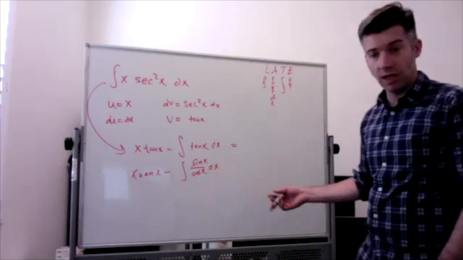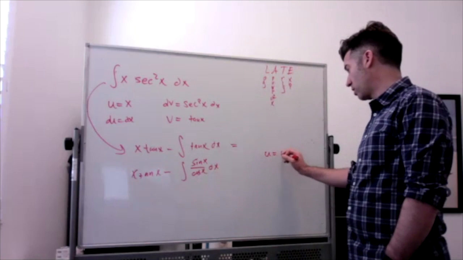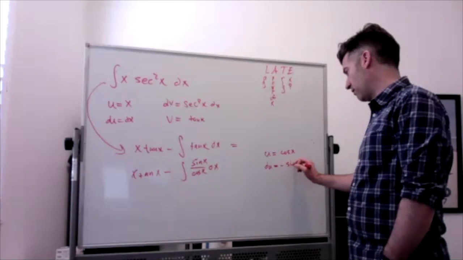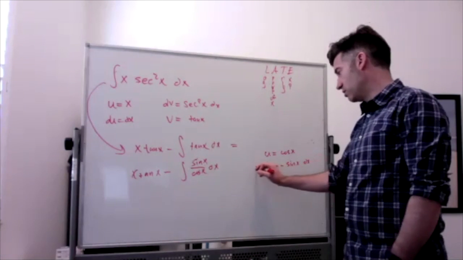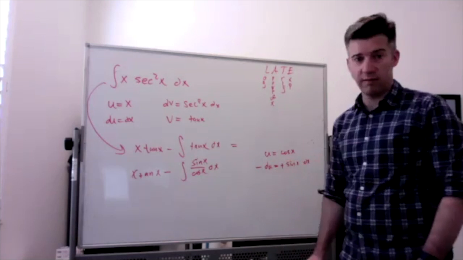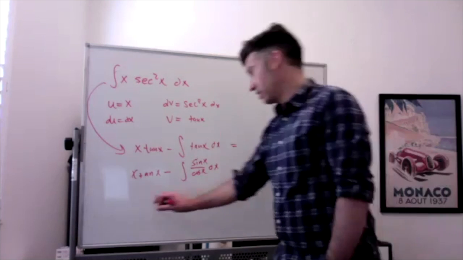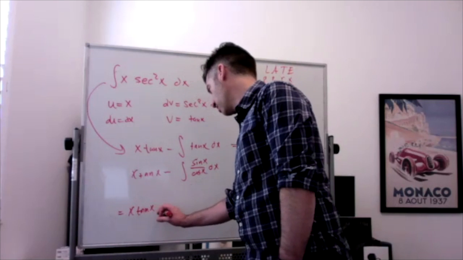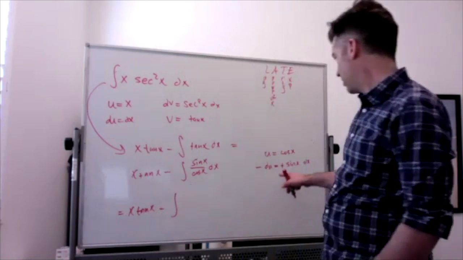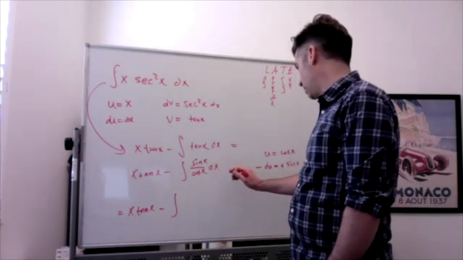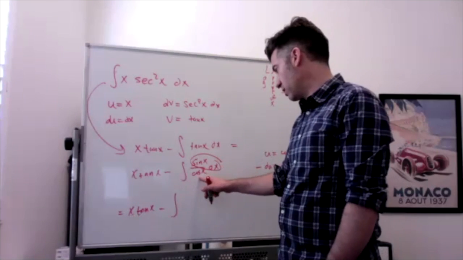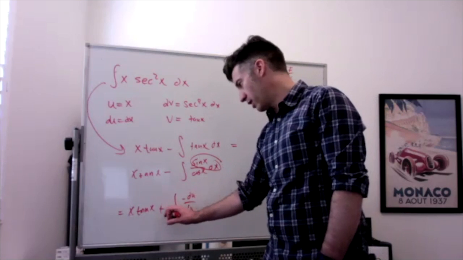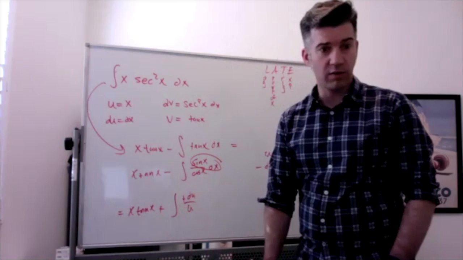Then you can do a u sub, with u equal to cosine of x. du would be negative sine of x dx. So negative du is positive sine of x. Then we could rewrite this as x tangent of x minus the integral of, let's see, there's my negative du, there's my u, so minus du over u, or plus the integral of du over u.